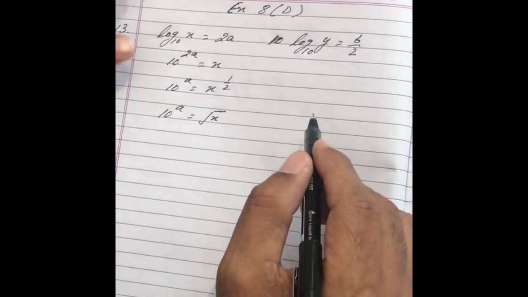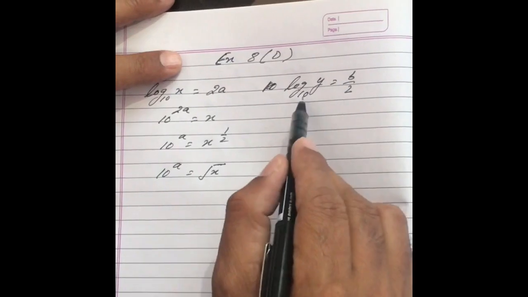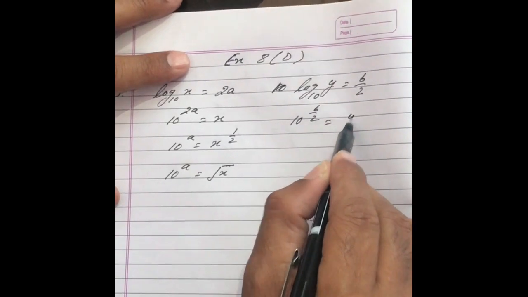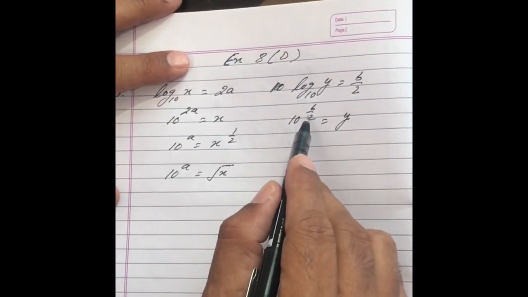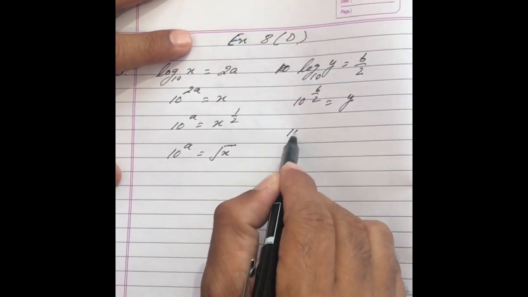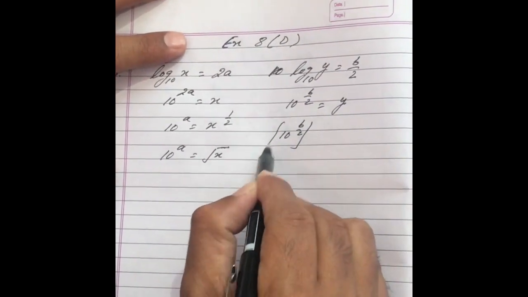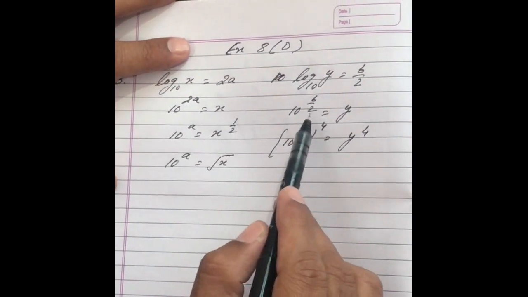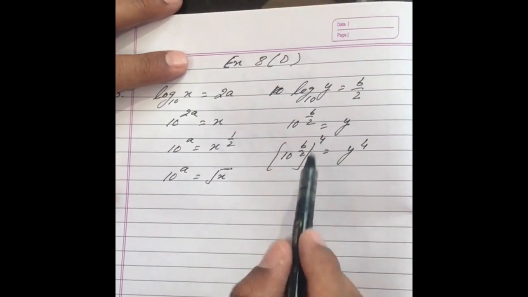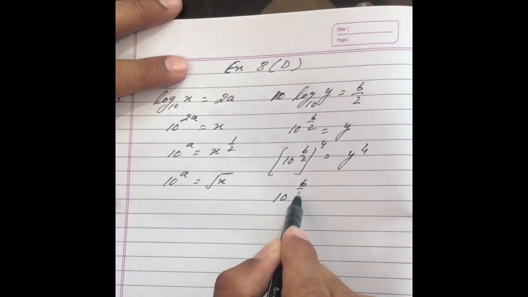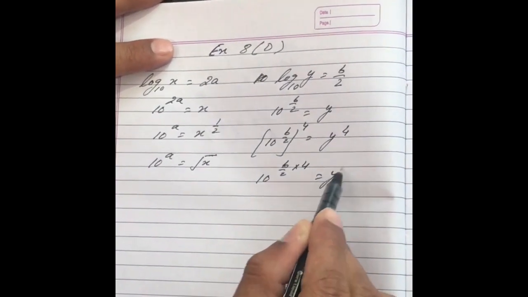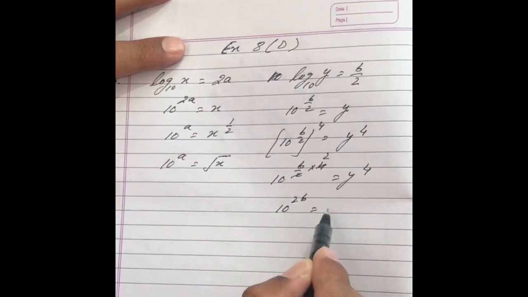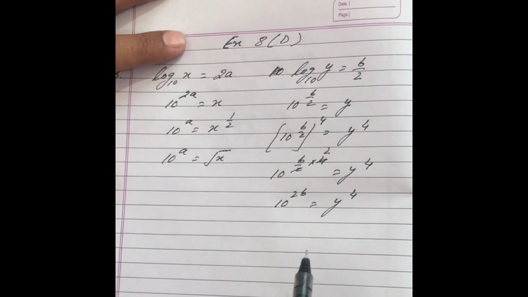Then 10 raised to 2b plus 1. So from here, 10 raised to power b by 2 is y. Now I have to make it 2b, so I have to multiply with 4. So 10 raised to power b by 2, raised to power 4, is equal to y raised to power 4. To make b by 2 into 2b, I have to multiply it with 4. So 10 raised to power 2b is equal to y^4.